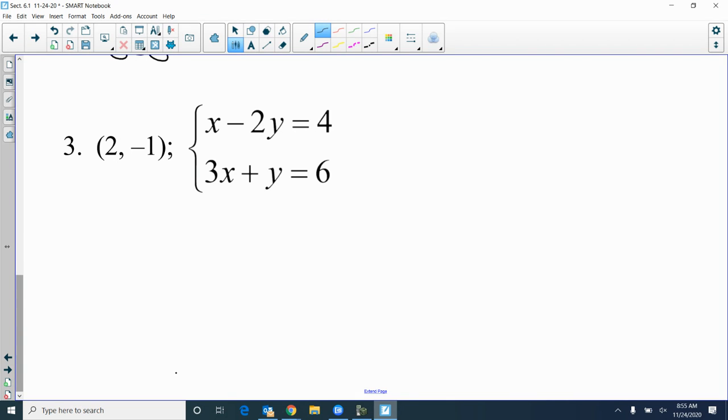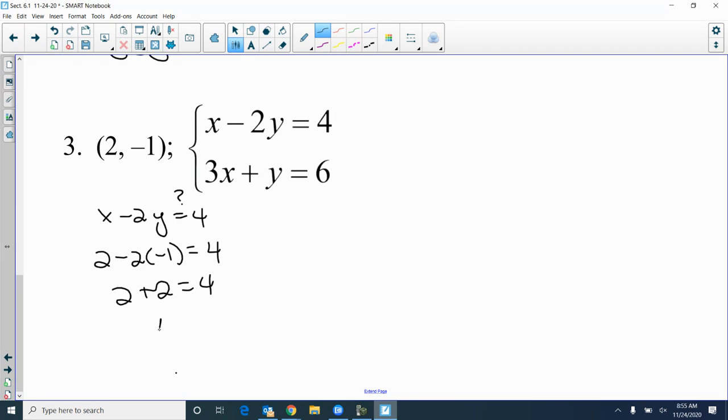Now, number 3, just pay attention to this one, because I know I said I'm not going to do it, but I at least want you to see this. What happens when it doesn't work? Well, if I plug in here x - 2y = 4, 2 goes in for x. Negative 2 times negative 1 equals 4. Negative 2 times negative 1 is a positive 2. So I get 4 equals 4. So far, so good. Plug it into the second one.